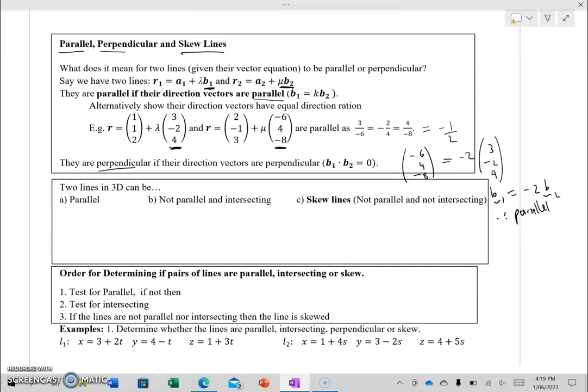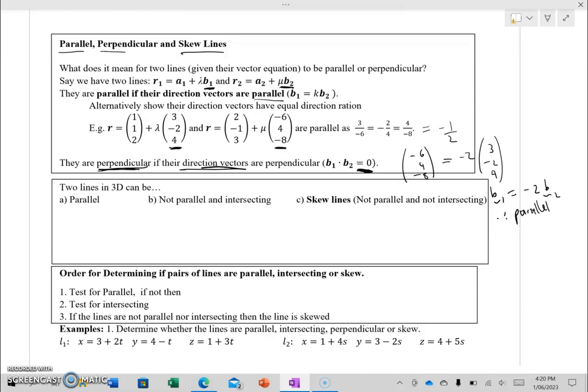And two lines are perpendicular if their direction vectors dot product to give 0. If the direction vectors are perpendicular, two lines can be perpendicular if they touch or if they don't touch. They don't need to touch to be perpendicular.